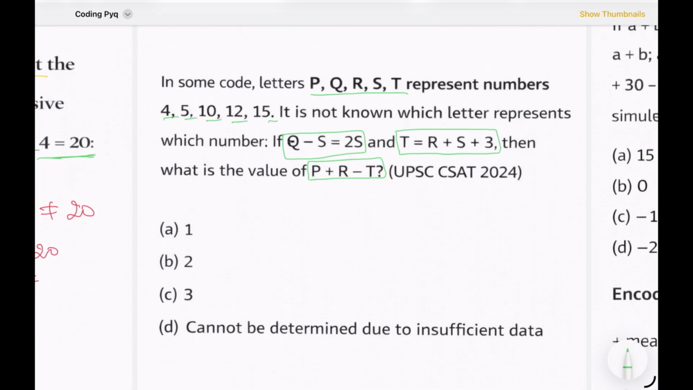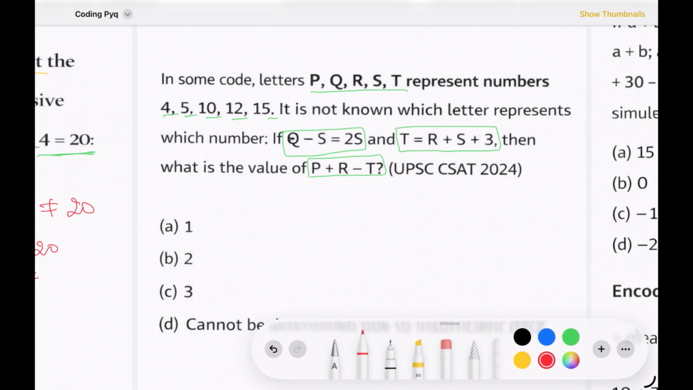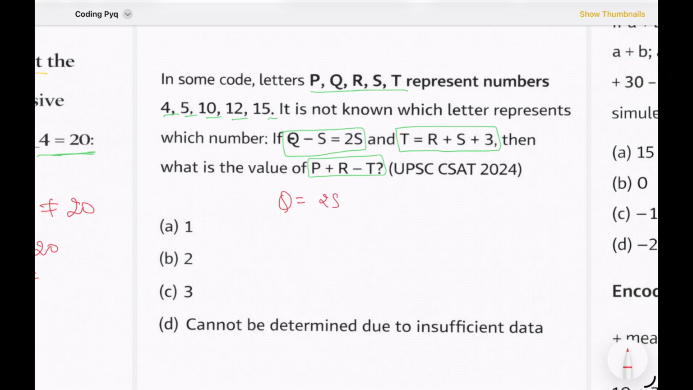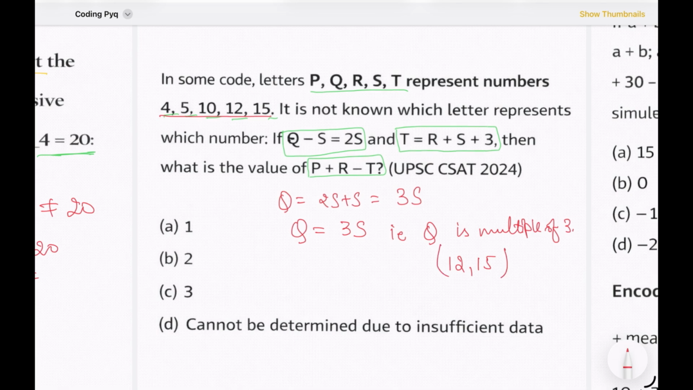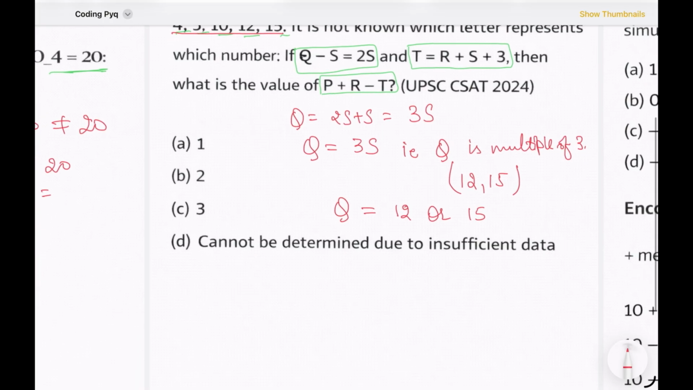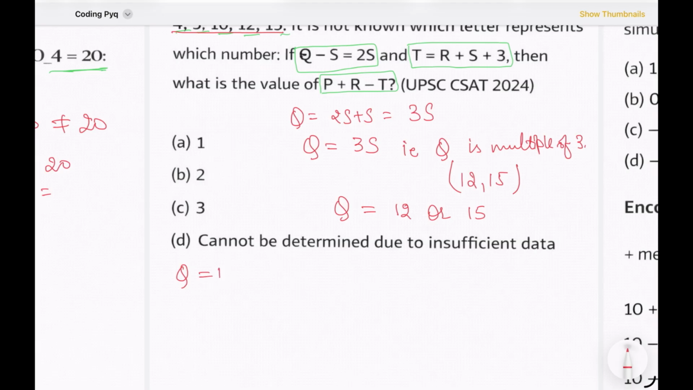First equation we have given is Q minus S equals 2S, so Q is equal to 2S plus S, that is 3S. Q will be equal to 3 times S. That is, Q is a multiple of 3. Multiples of 3 from 4, 5, 10, 12 and 15 are 12 and 15 only. So Q can be 12 or 15. There are two possibilities: if Q is equal to 12, and second, if Q is equal to 15.